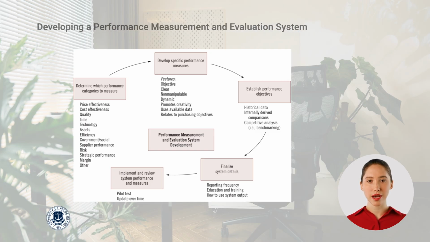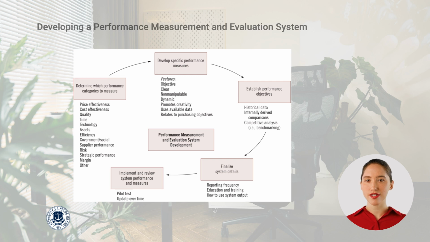To effectively manage supply chain performance, organizations need a structured performance measurement and evaluation system. This system helps firms track progress, identify improvement opportunities, and ensure that purchasing and supply management activities support broader organizational goals. The first step is to determine which performance categories should be measured. These categories can include price effectiveness, cost effectiveness, quality, time, technology, assets, efficiency, government and social performance, supplier performance, risk, and strategic performance, among others.